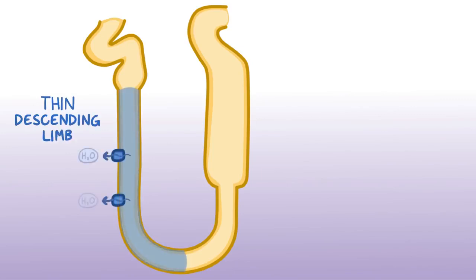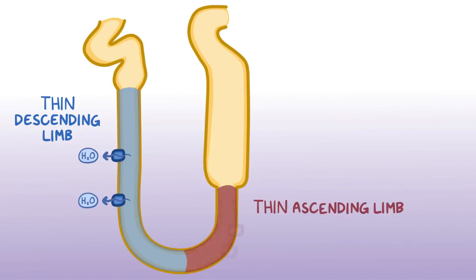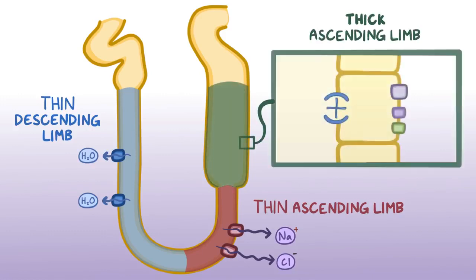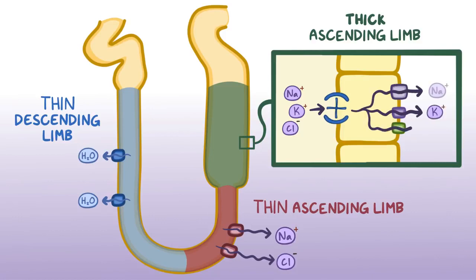Alright, so as a quick recap, the loop of Henle has three main parts: the thin descending limb, which is where water moves out of the tubule through aquaporin proteins, the thin ascending limb, which is where sodium and chloride move out of the tubule through channel proteins, and the thick ascending limb, which is where sodium, potassium and chloride move out of the tubule through a carrier protein and channel proteins.